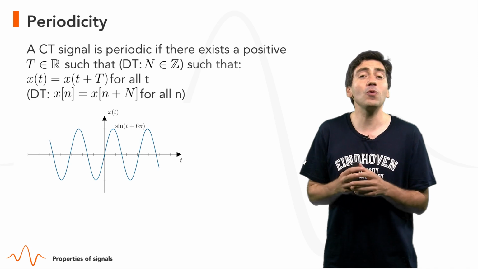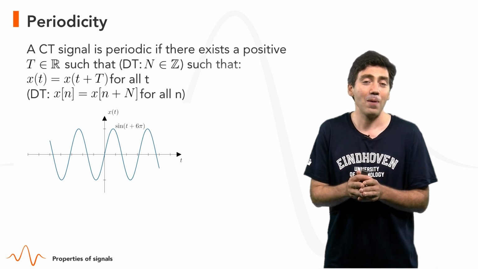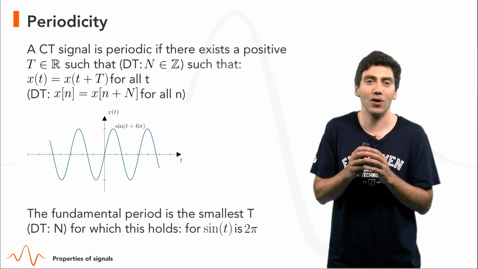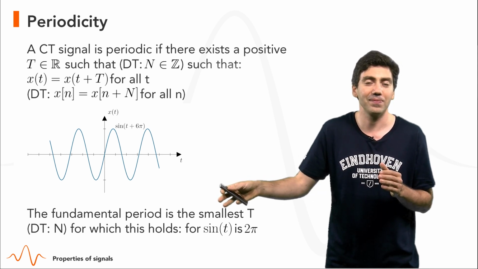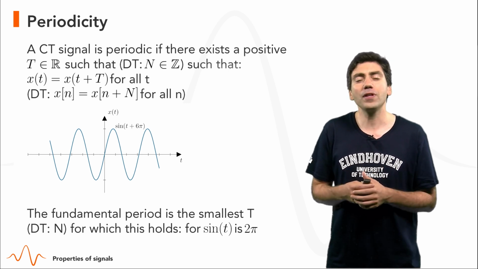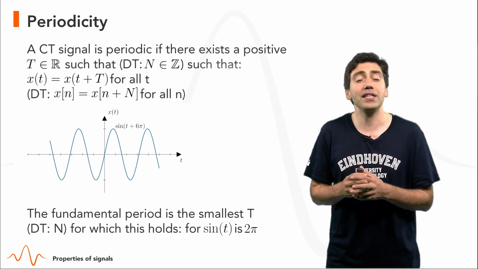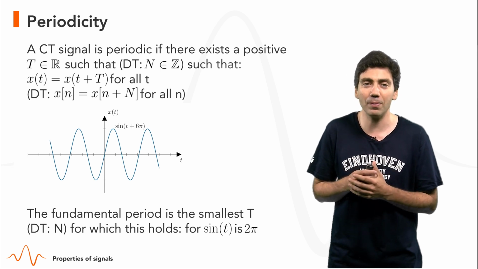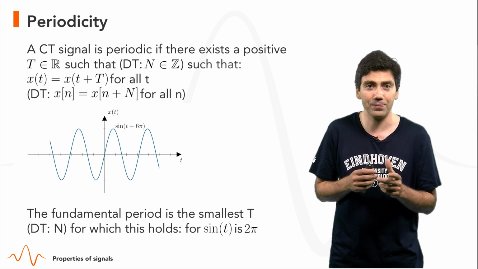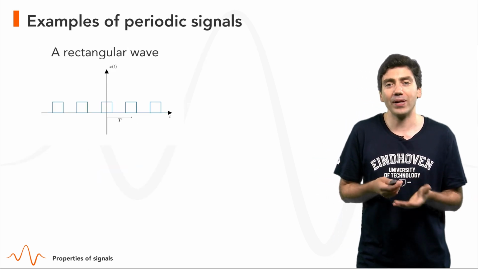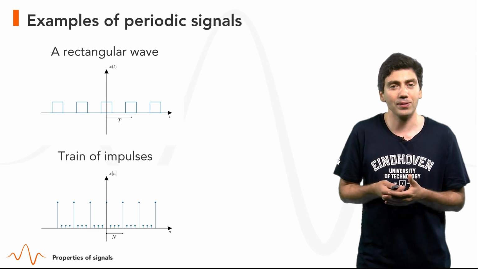So there's not only one period of a signal, but there's only one fundamental period, and that is the smallest of all these periods. In the case of a sine, it's 2 pi. Often we just say the period of sine of t is 2 pi, but to be rigorous, we should say the fundamental period of the sine of t is 2 pi. Here are also some examples: a rectangular wave and a train of impulses.